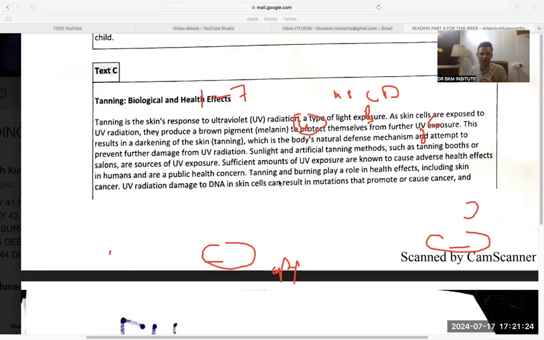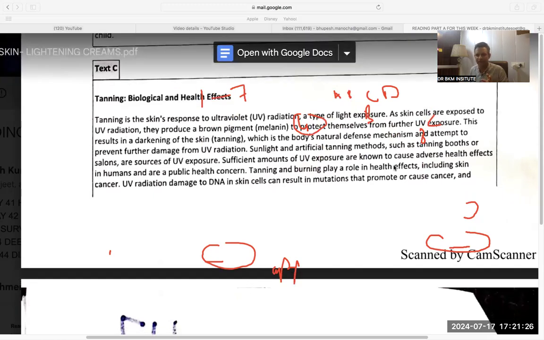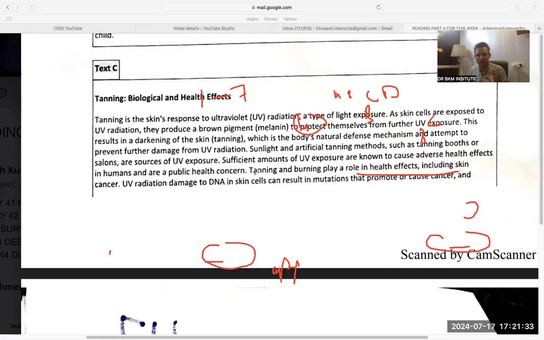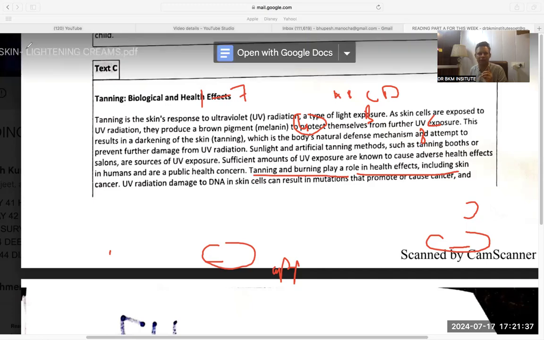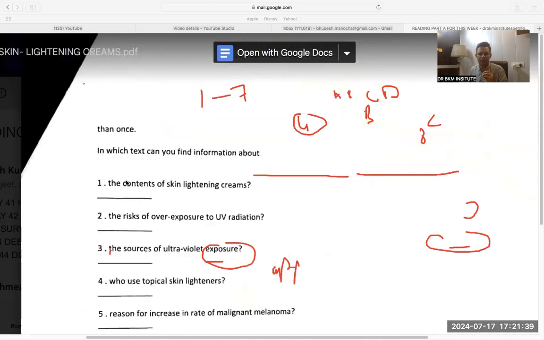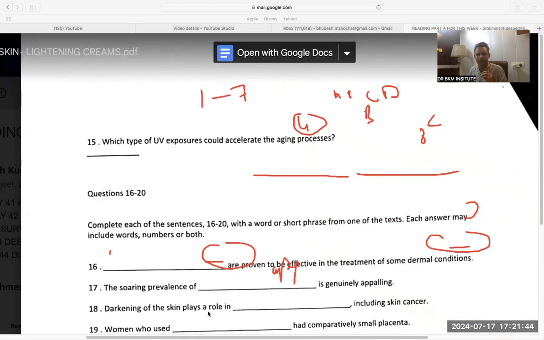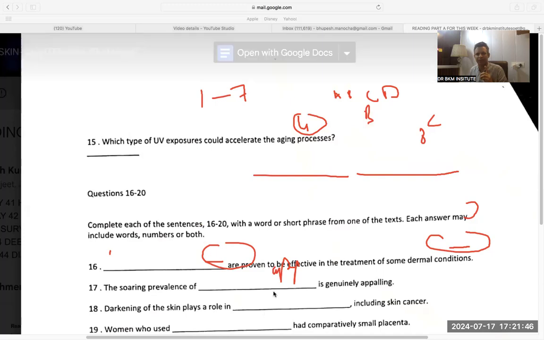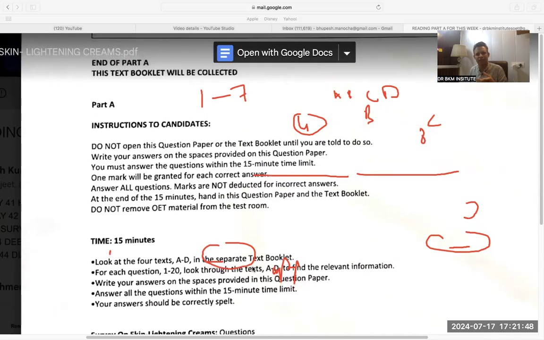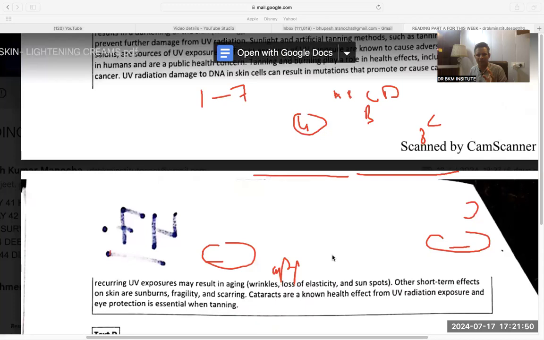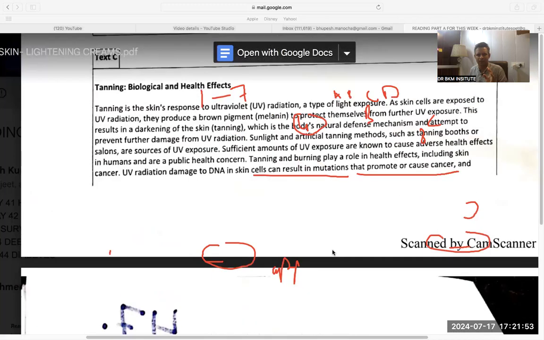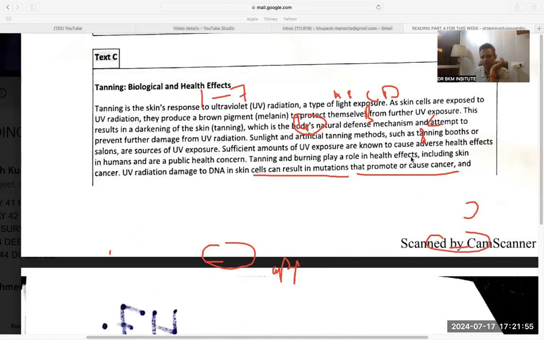And the word "including" is given over here in health effects. Now I have found my word: in health effects, including skin cancer. Now this should be my word. Tanning and burning play a key role in health effects, including skin cancer. Now I will match it. Darkening of the skin plays a role in, if "role in" is given, then health effects. A role in health effects.